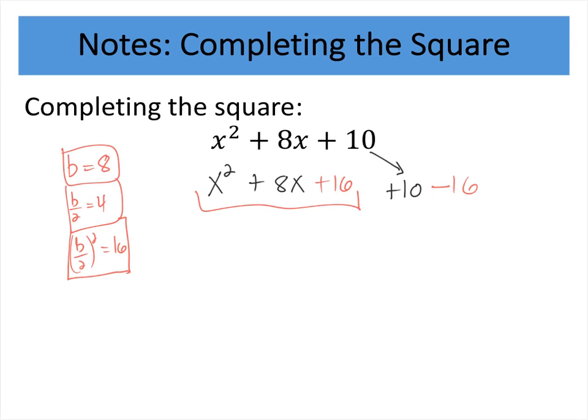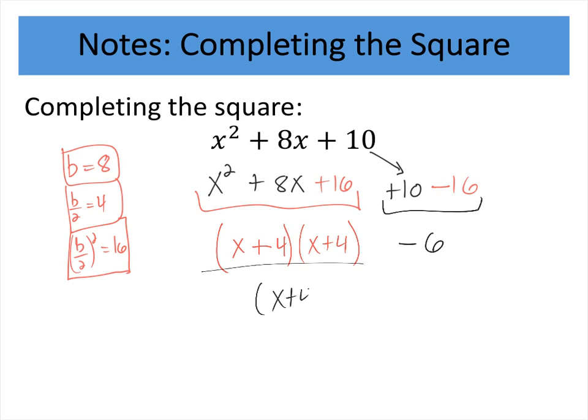In fact, if I were to factor this, it would be really nice. It would be x plus 4 times x plus 4. And then we've got this extra stuff. We've got this extra garbage. And 10 minus 16 is negative 6. So we've got this garbage. But this is our perfect square. X plus 4 times x plus 4 is x plus 4 squared minus 6. So we've completed the square.